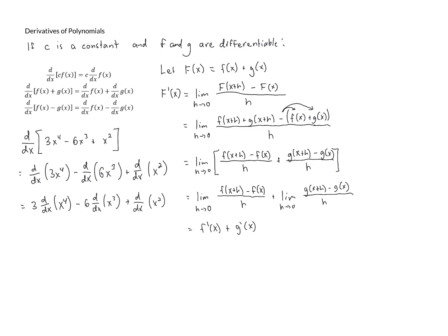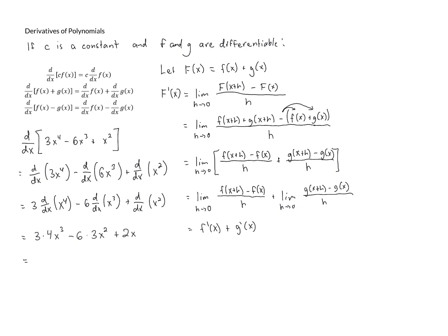And now if we look, all of the functions that we need to differentiate are power functions, so we can use the power rule in each of these. So we've got 3 times the derivative of x to the fourth, which using the power rule is 4x cubed. Remember, the exponent goes out front, and then the new exponent is decreased by 1. Then we've got minus 6 times the derivative of x cubed, which is 3x squared. And then we've got plus the derivative of x squared, which is 2x.